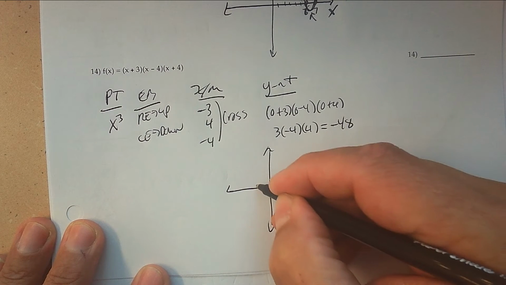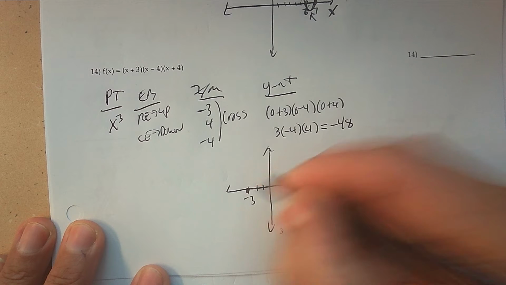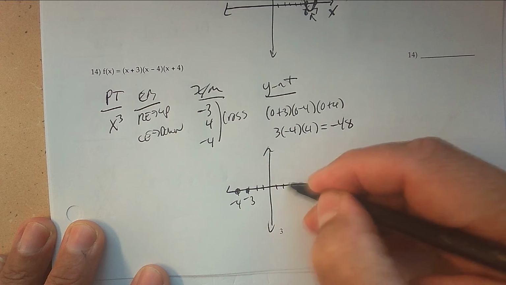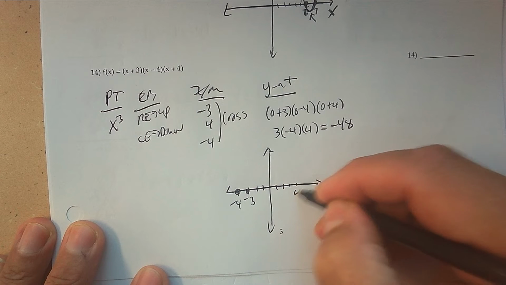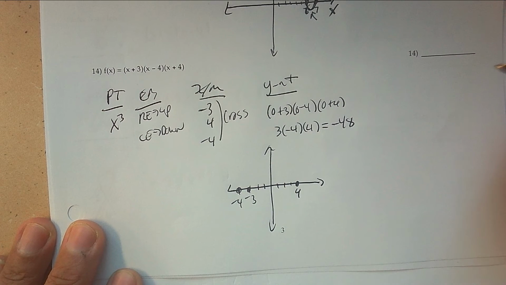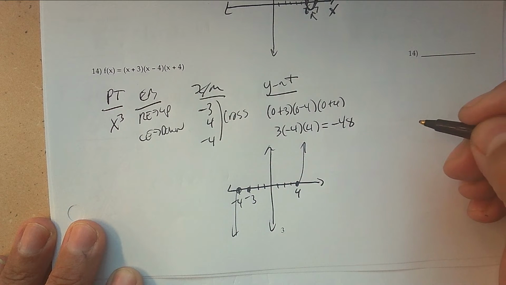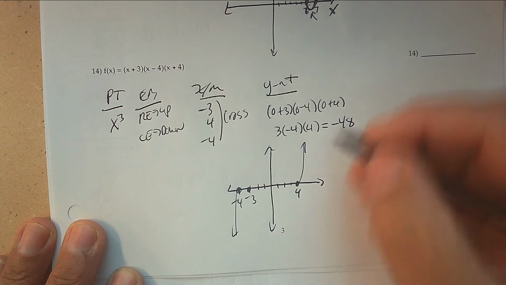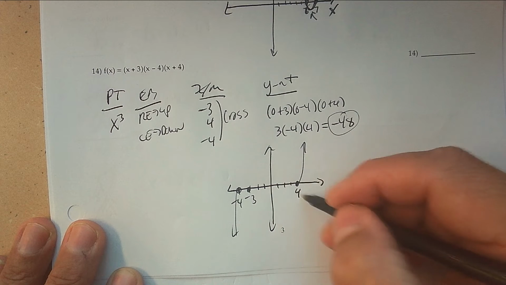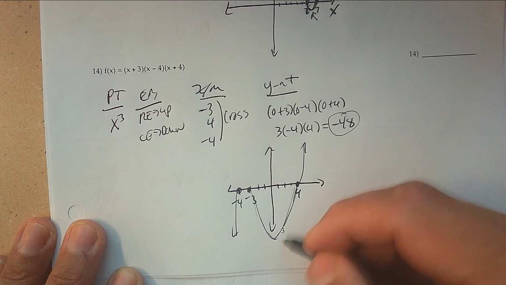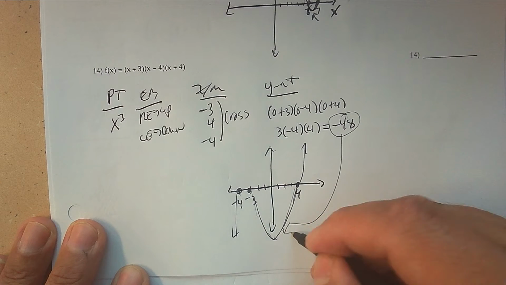So I care about -3. I care about -4. They're very close to each other. I care about +3. No, +4. That's right there. All right, so I know the right end goes up, the left end goes down. I know that somewhere here at -48, that's kind of where it's going to turn. So wherever -48 might be down there.